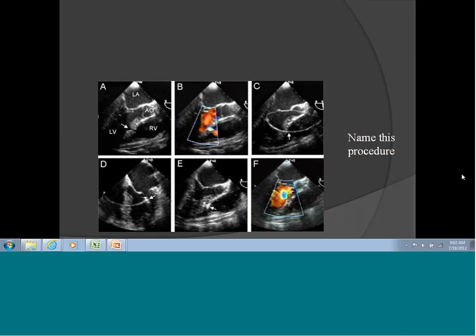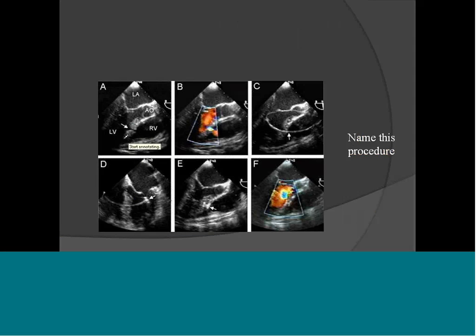Okay, it's a VSD device closure. The route, how have they done it? Look at the wire. It's going from RV to LV. Look at D. Right? So you're seeing on echo, then there's a wire going here, and it's going from the RV to LV, and they're putting it in, right?